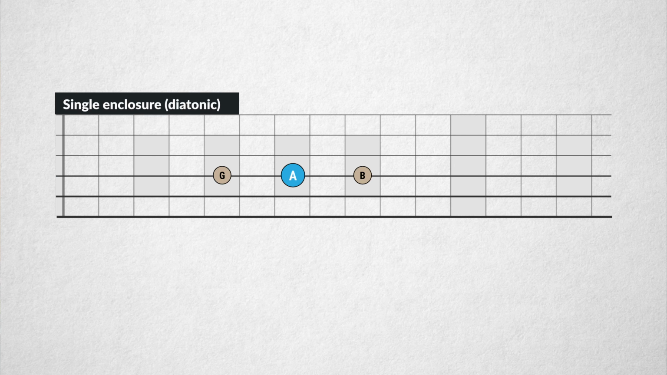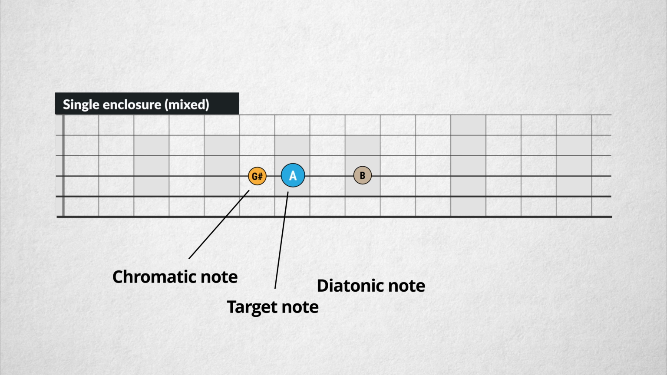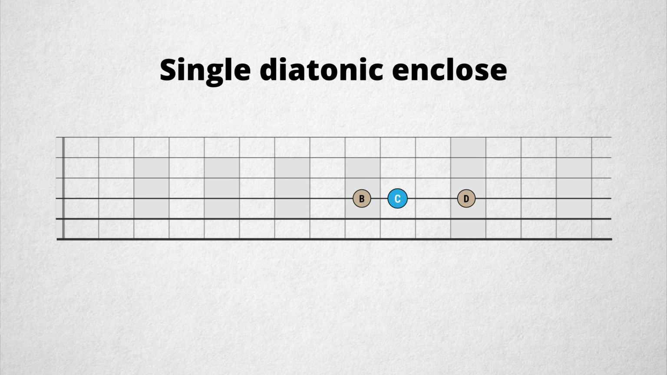The most straightforward enclosure is a target note that is surrounded by either two scale notes, two chromatic notes, or a mixed variant. And we call this a single enclosure. In the diagrams, the chromatic note is marked in orange, the target note in blue, and the diatonic enclosure note is marked in beige. In the key of C major, for instance, the C is surrounded by the diatonic scale notes B and G.